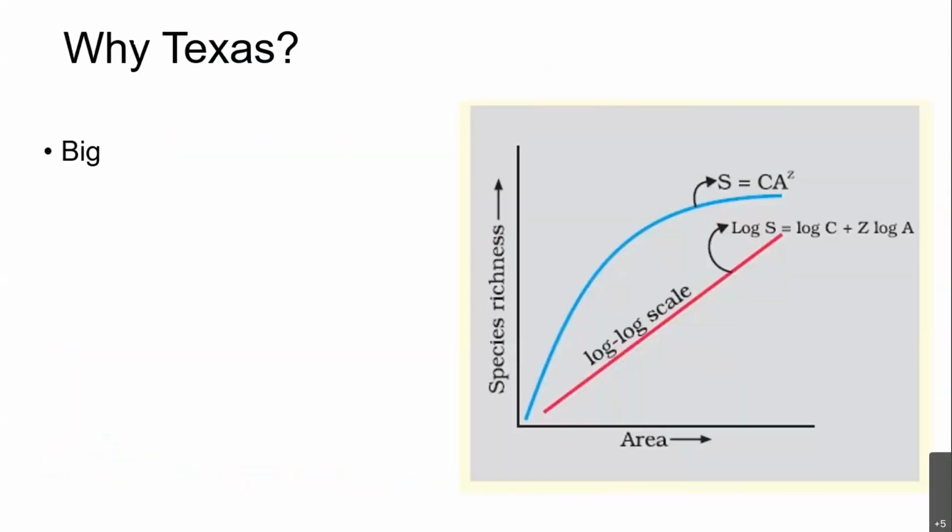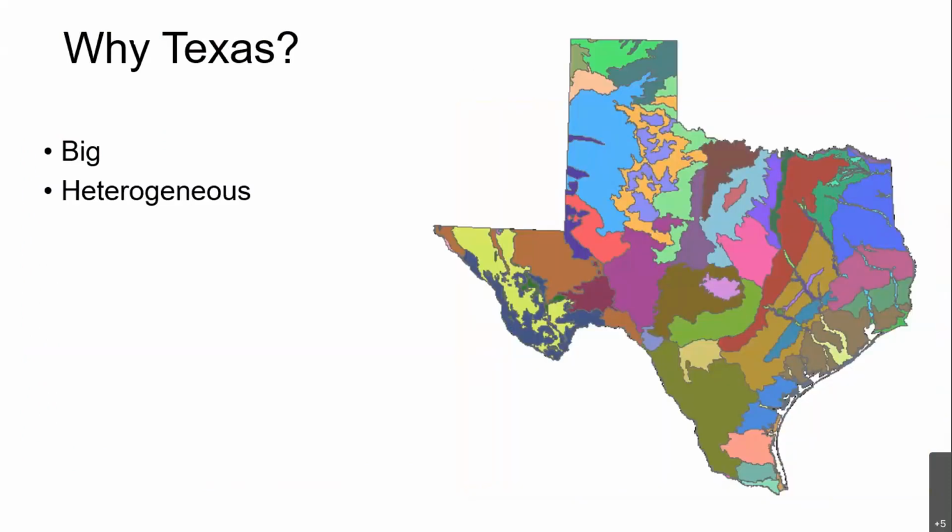So why are we studying pocket gophers in Texas? I've heard many times, I'm not from Texas, that everything's bigger in Texas. So why Texas? It's big. And there's a pretty established pattern that the greater the area, the more species you're going to encounter. Also being big, you have a lot of ecoregions. There's a figure of all the different level 4 ecoregions, each a different color.